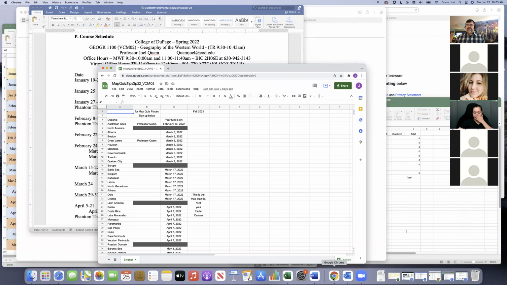I'm going to send you the link to this Google Sheet. And on this Google Sheet, by having the link, you will be able to type in your name next to the place that you want to choose. So you can see it says Oceania and Australian cities. I have already signed up for Australian cities. So I'll be doing a map quiz tip for you on Australian cities.